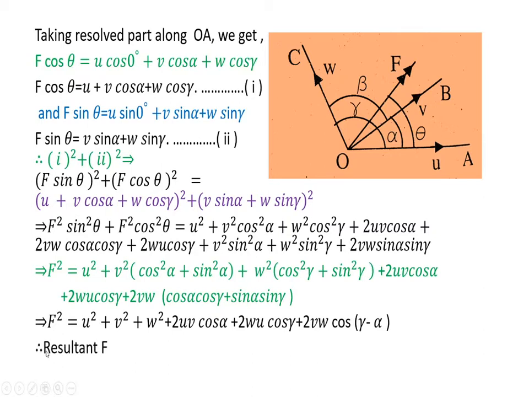So finally we get the resultant F using the square root: F equals (u² + v² + w² + 2uv cos alpha + 2vw cos beta + 2wu cos gamma) to the power half. But here from this term we get gamma minus alpha equal to beta. So hence proved this problem.